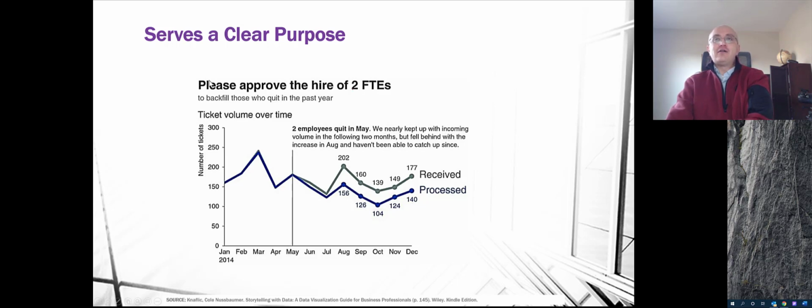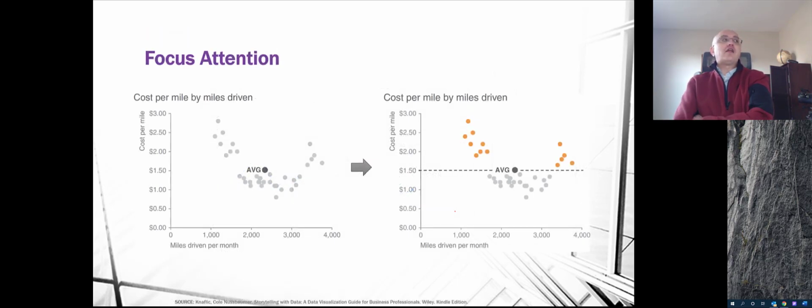Because of the title, because of the text where they explain what happened, and because of the numbers emphasizing the gap. So again, this goes back to what's my question, and how do I best answer that question visually? That's really what it comes down to. And it takes a lot of thought. So that's principle number 2. Make sure your viz serves a clear purpose.